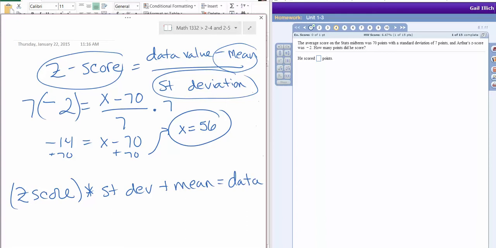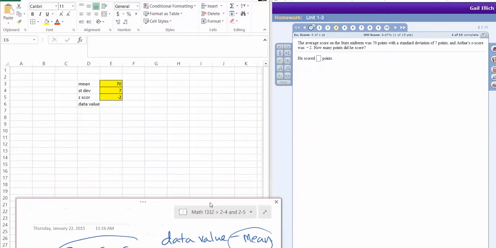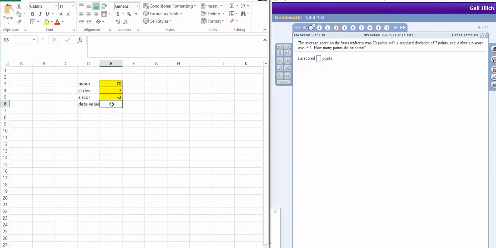So we want to do the z-score times the standard deviation, and then add the mean. When you write your Excel program, I'm going to come in here. This is going to be the equal sign. I'll take the z-score, which I put in E5, so I'm going to click on E5. And then times the standard deviation, which I input in E4. And then plus the mean, which I put in E3. And then I hit enter, and it does the calculation for me. I'll put 56 here. I'll show you how great this is.